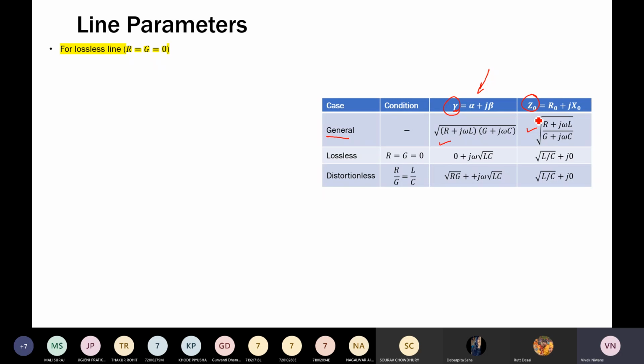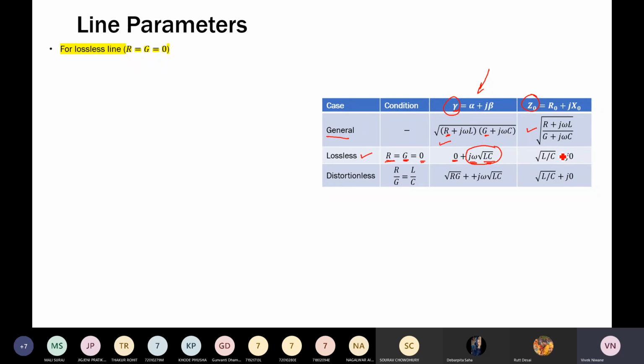If we say that we have a lossless line, it has a condition: resistance as well as conductance, or I will say admittance, not conductance, are equal to 0. So put R equal to 0 as well as G equal to 0. So what we will have is j omega L into j omega C. So j square omega square can be put outside the square root, and LC will be inside the square root, and we will have this imaginary term. Therefore, the real part of this term is 0.